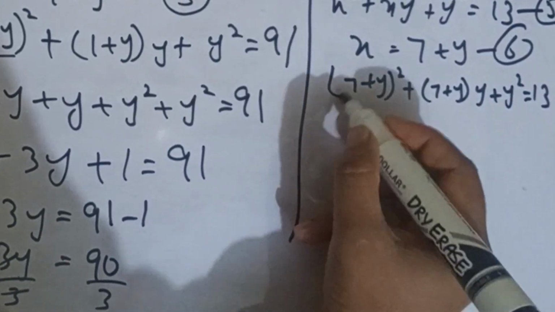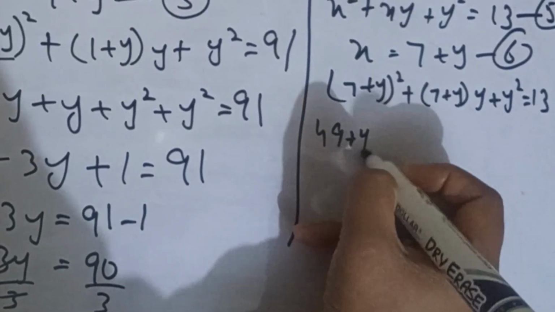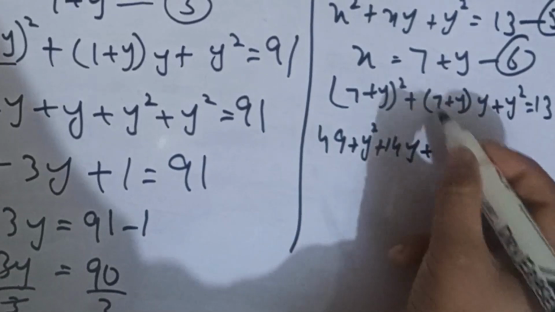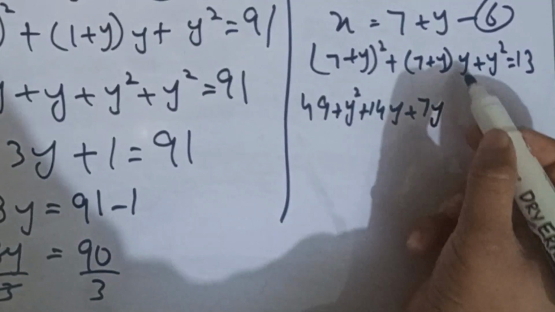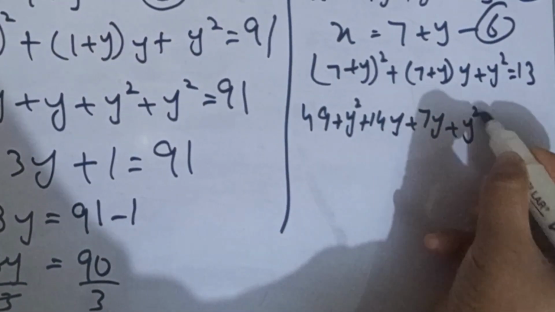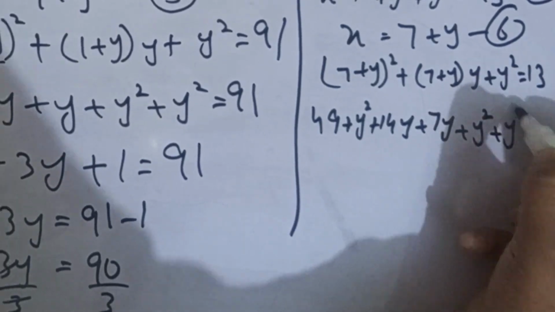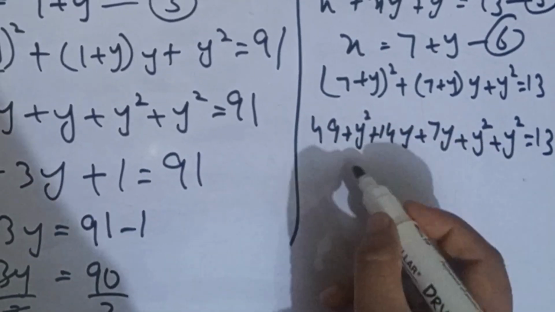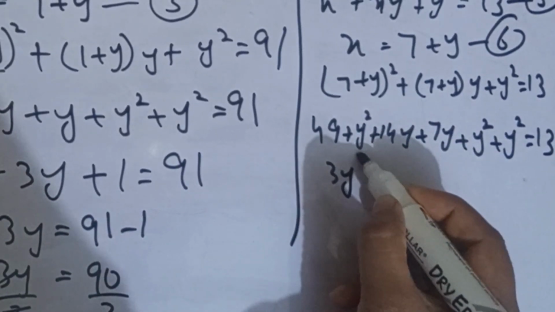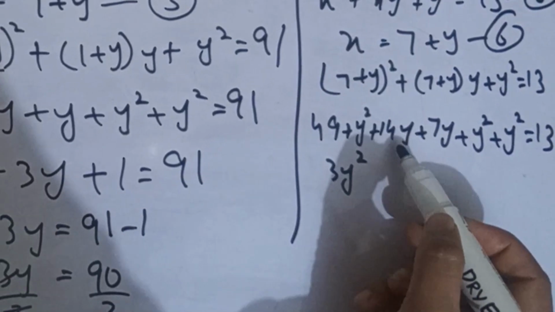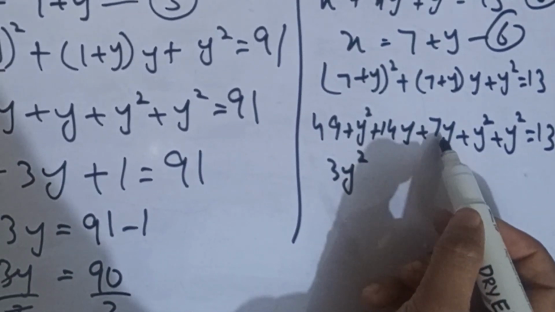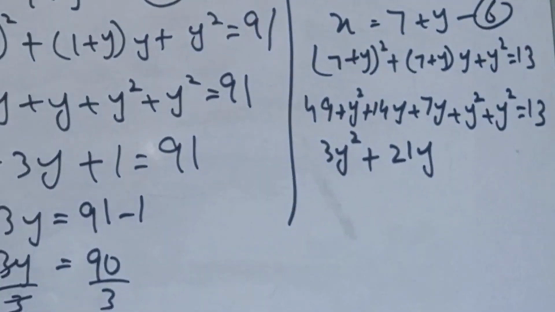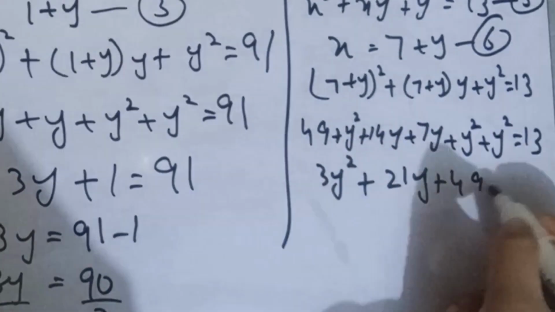Now we expand this, so we have 49 plus y square plus 14 times y, plus multiply this y by 7, we get 7 times y. Multiply this y by y, we get y square, plus y square, equal to 13. So this is y square plus y square plus y square, which is 3 times y square, and 14y plus 7y is equal to 21 times y, and plus 49 is equal to 13.